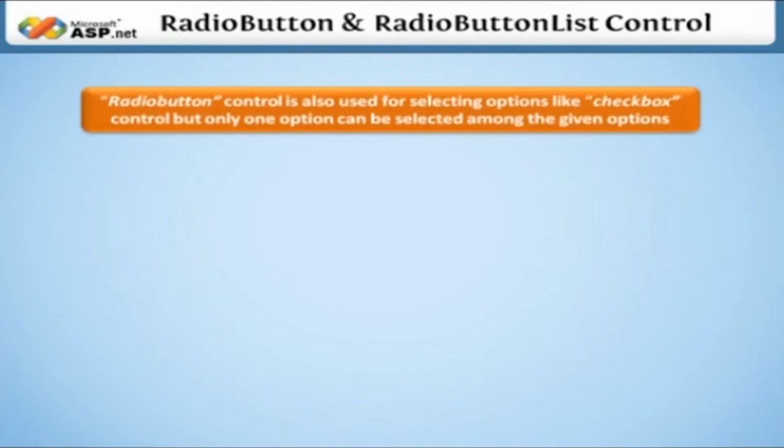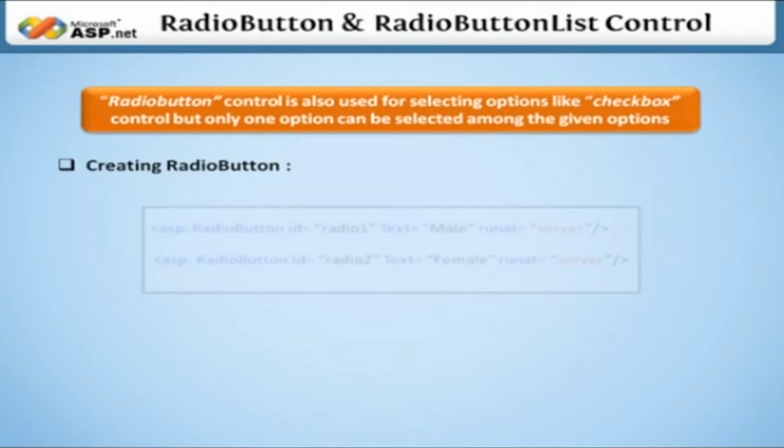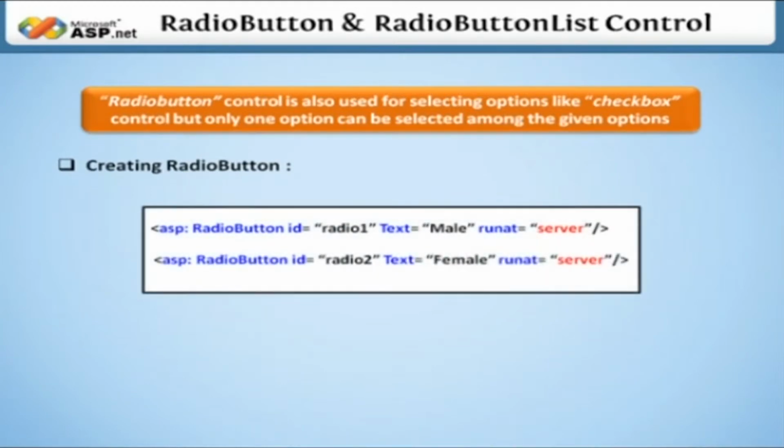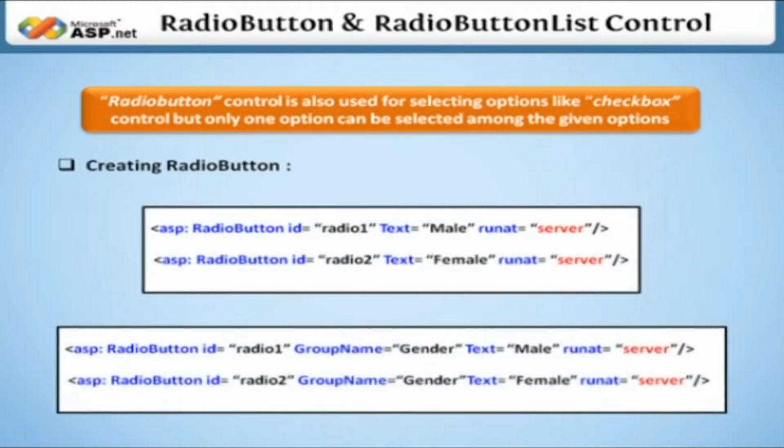Radio button control is also used for selecting options like checkbox control, but only one option can be selected among the given options. Now let's see the tag for creating radio button. Radio buttons are grouped together using the group name property. We'll talk about radio buttons with this simple example.